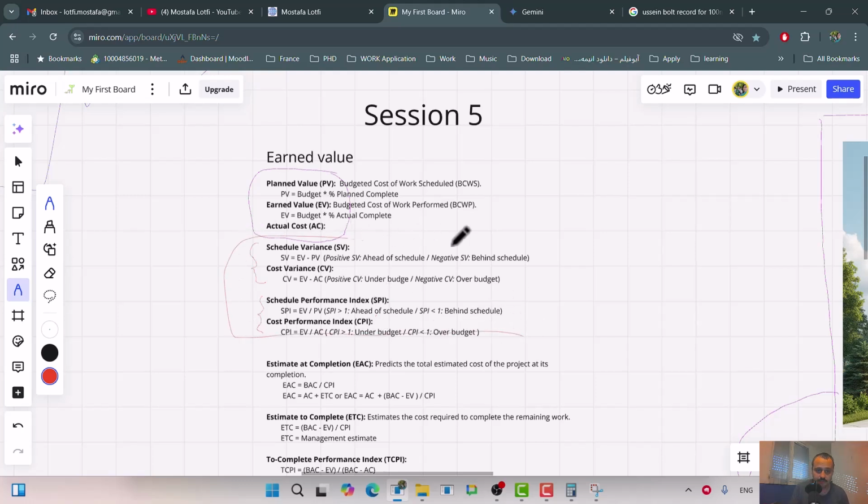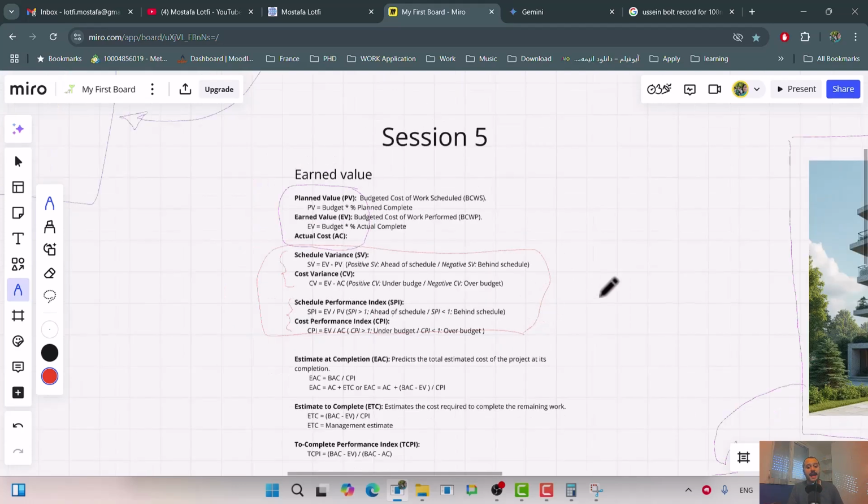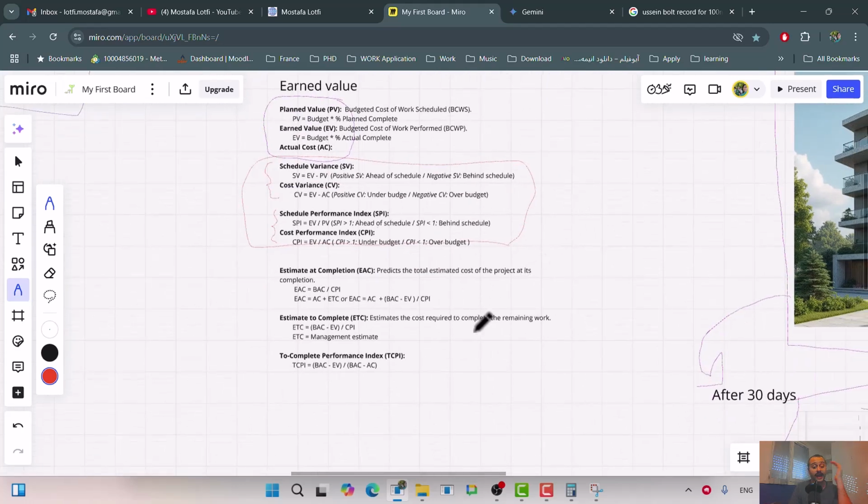Let's keep this. And then you have other indicators here, other parameters here, and these are basically for estimation. That's the beautiful part of earned value. These are for estimation of the future. The SPI and CPI are your current performance, and these 3 are related to estimation for the future. Let's start with the first one.